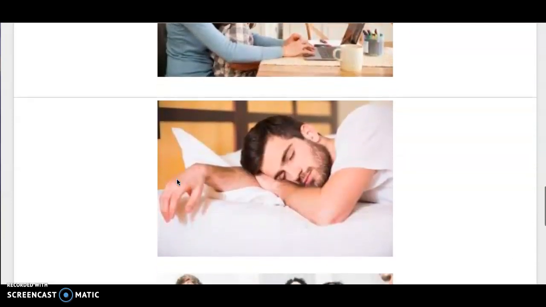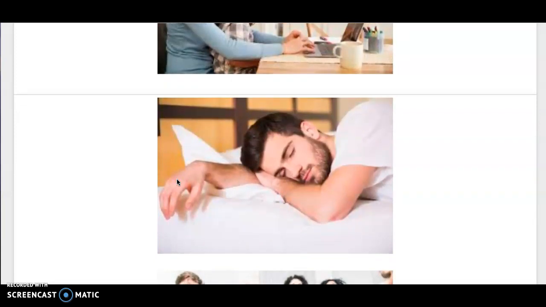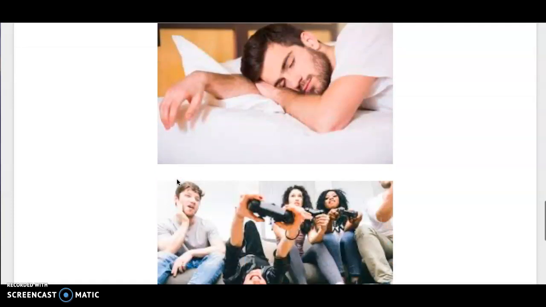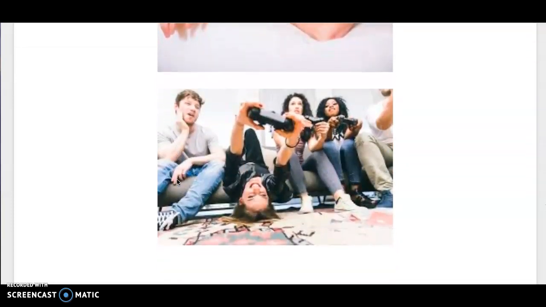How about this one? What is he doing? Sleeping. No, remember, always complete sentences. So he is sleeping on his bed. He is sleeping on his bed. Very good. And finally, this is what we like to do. What are they doing? Yes, they are playing video games. Okay? They are playing video games.